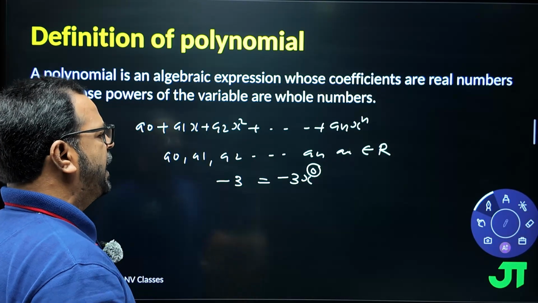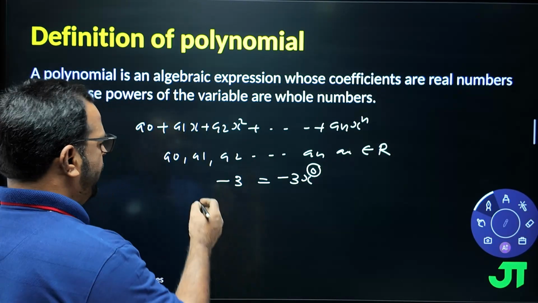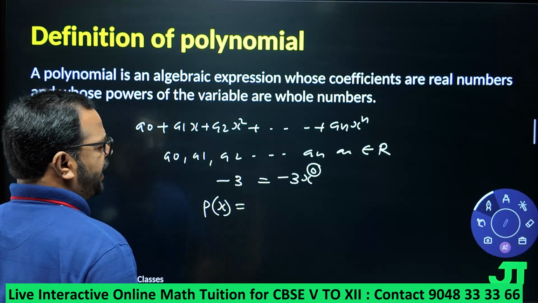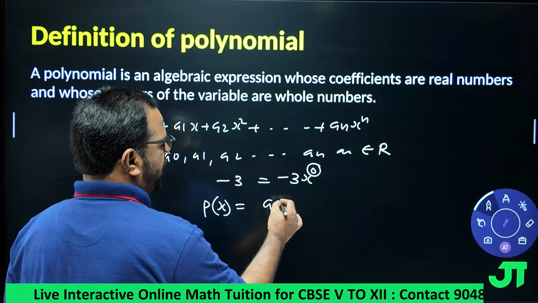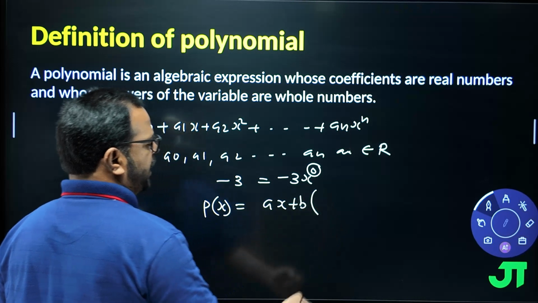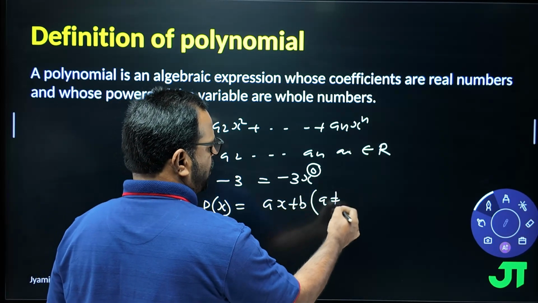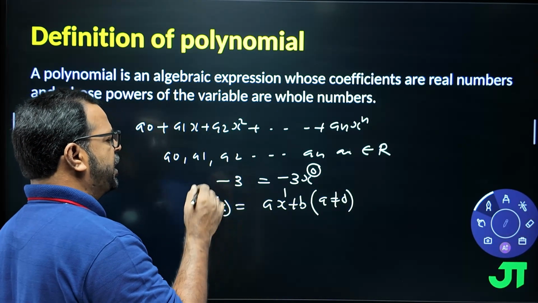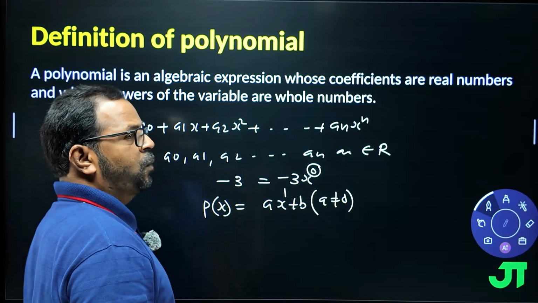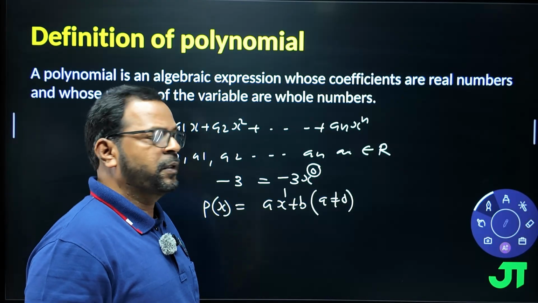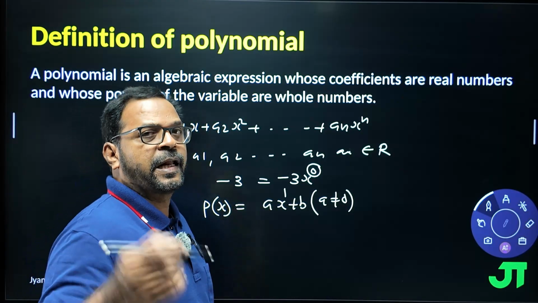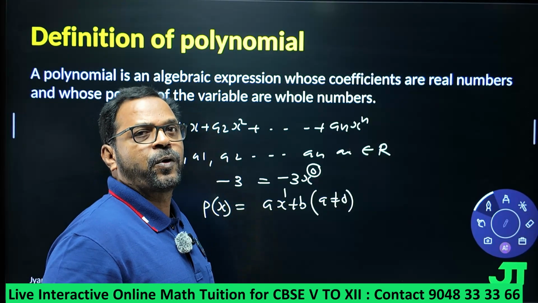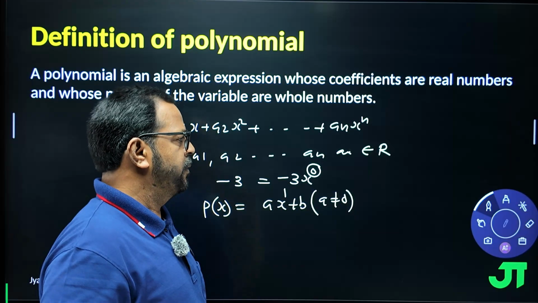We have a linear polynomial, meaning a polynomial having degree 1. It can be taken as p(x) = ax + b, with the condition a ≠ 0, and the power of the variable is 1, that is, the degree of this linear polynomial is 1. Why is it called linear? Because the word linear is derived from line, and the graph of a linear polynomial is a straight line.